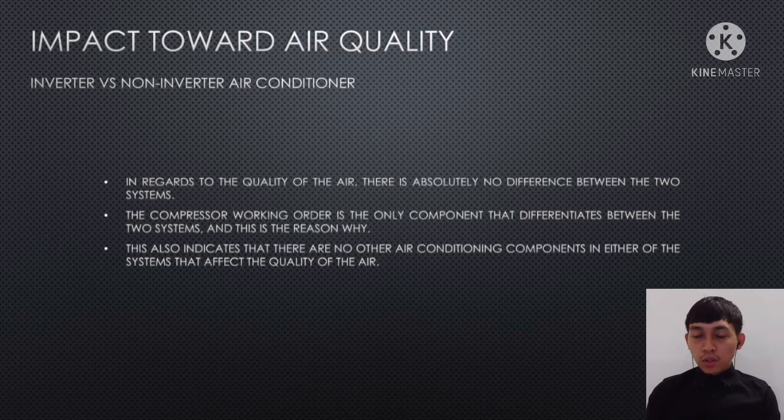Now I will explain about the impact towards air quality between inverter and non-inverter air conditioner. Basically, there is no difference between both systems. The compressor working order is the only component that differentiates between the two systems, and this is the reason why. This also indicates that there are no other air conditioning components in either of the systems that affect the quality of the air.